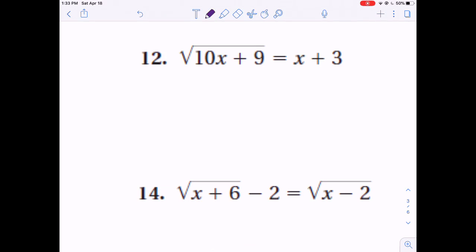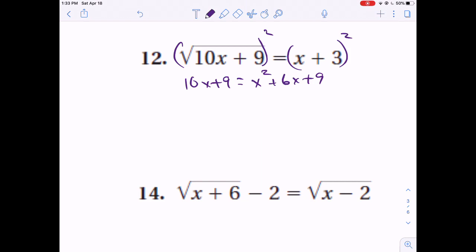So again, I'm going to square both sides, do something a little quicker. So square this and square that as a binomial. So I have 10x plus 9 equals, now when I do the FOIL on x plus 3, just to speed this along, I want to get x squared plus 6x plus 9. You can figure that on your own if you have to.